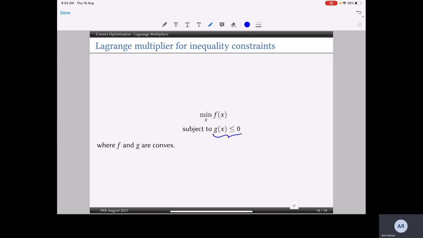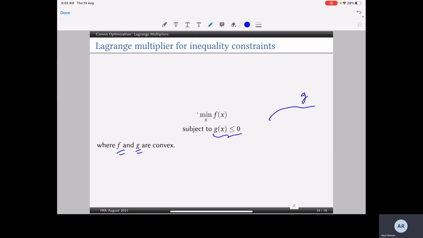So we have g(x) less than or equal to 0, where f and g are convex. For inequality constraints, we have two cases. The first is when the constraints are active, and the second is when the constraints are inactive. What we mean by an active constraint is that g is a constraint that is actually constraining the system from reaching the optimum of the unconstrained problem.